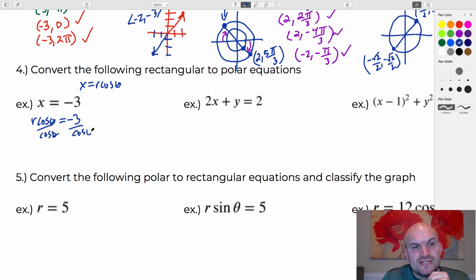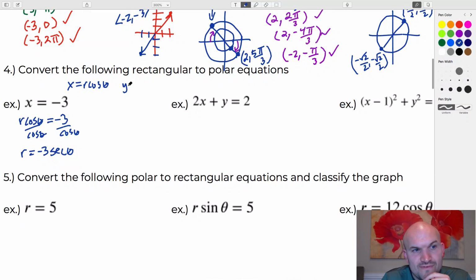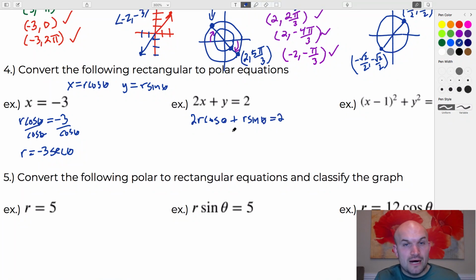And instead of writing cosine in the denominator, we can use the reciprocal function, which would be a negative 3 secant of theta. For this one, we have an x and a y. Well, that's kind of interesting because if x is r cosine of theta, y is going to be r sine of theta. So now I can just rewrite x as 2r cosine of theta plus r sine of theta is equal to 2. Now, that is a polar form.